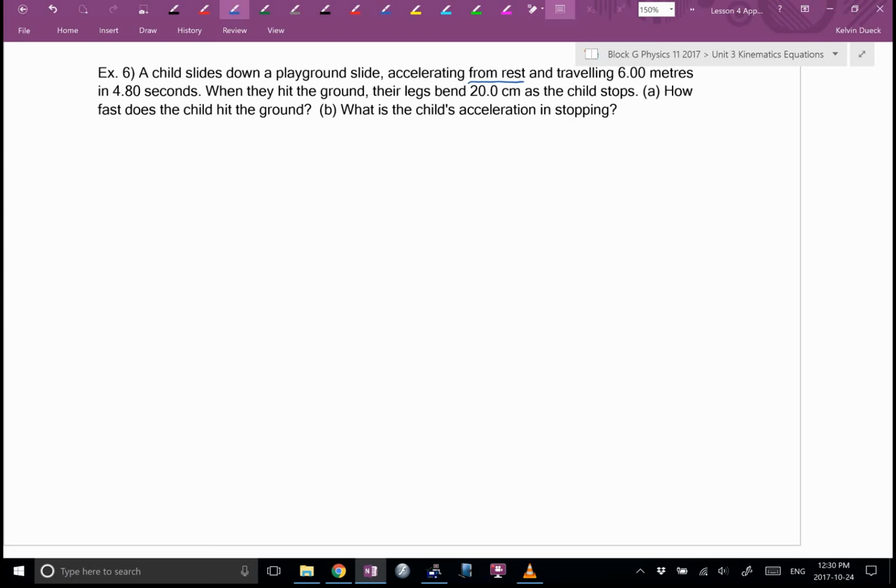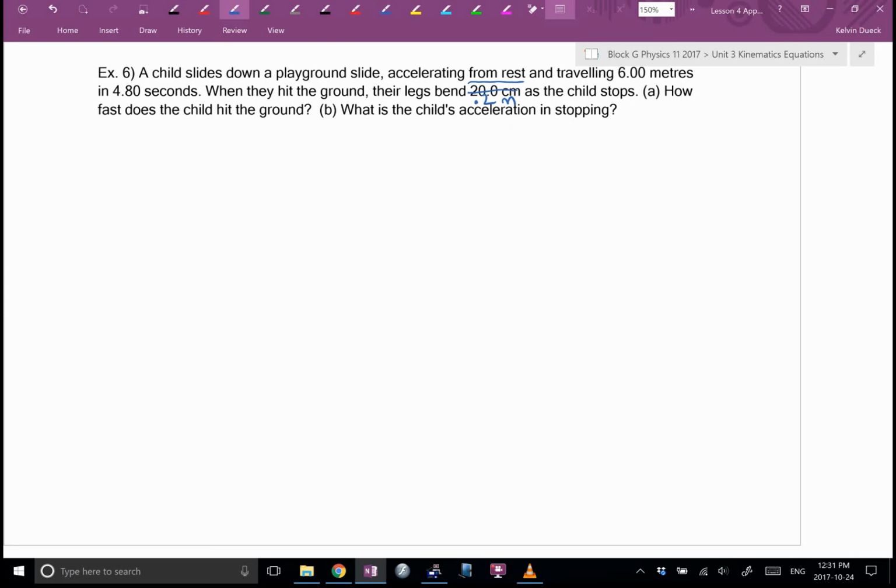20 centimeters is how many meters? Can we do it in our head? 0.2. So all of us right now, cross out the 20 centimeters and replace it with 0.2 meters. That will often be how I'll fix things in the question. I could rewrite the whole thing, but often if I see yucky units, I'll correct them in the question. As the child stops, A says, how fast does the child hit the ground? B says, what's the child's acceleration in stopping?